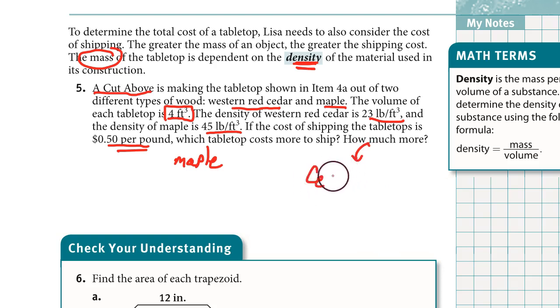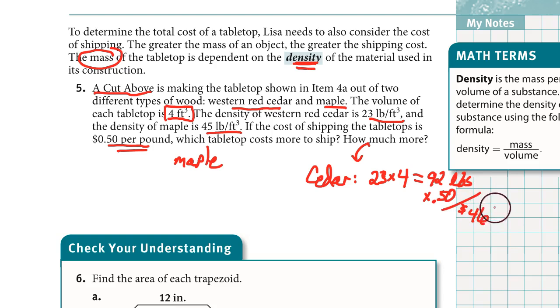First, let's work with the cedar, which was the lighter of the two woods. It's 23 pounds per cubic foot, and the table has 4 cubic feet of volume. So 23 times 4 is 92 pounds. That table weighs 92 pounds. It costs 50 cents per pound to ship it. So let's multiply by 0.50. We find out that it is $46 to ship the cedar table.